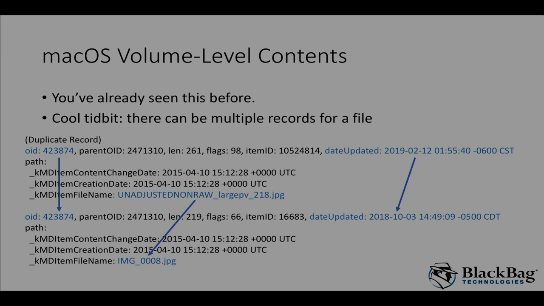I'm assuming most people have seen this stuff before, and I want to focus more on the other types. But a cool tidbit is, I keep saying that you could have multiple records for a single file. We don't know the mechanism for which this exists. Maybe it was an OS update or an update to Spotlight itself, or maybe there's some 30 pages or something, but we can clearly see here that the object identifier between these two highly snipped records is the same, but the file name is different and the date updated of the record itself is different.